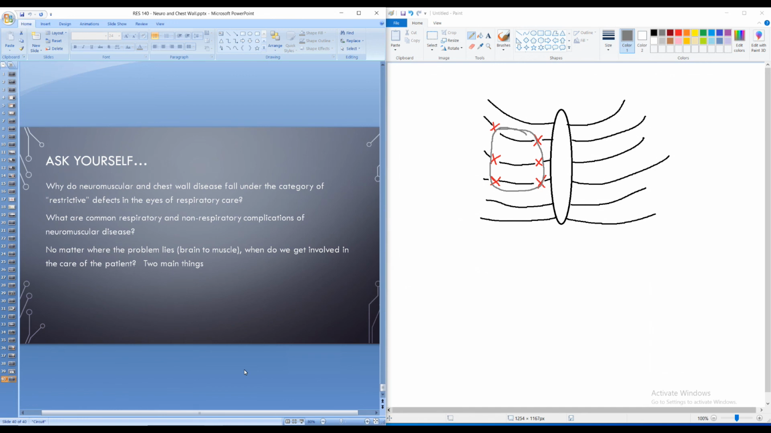So that's the end of our neuromuscular and chest wall disease series. So questions to ask yourself, I like to just throw these in there at the end. So as you're studying, make sure that you understand why neuromuscular and chest wall diseases fall under the category of restrictive diseases, even if the lung itself is totally healthy. What are some common respiratory and non-respiratory complications of neuromuscular disease?